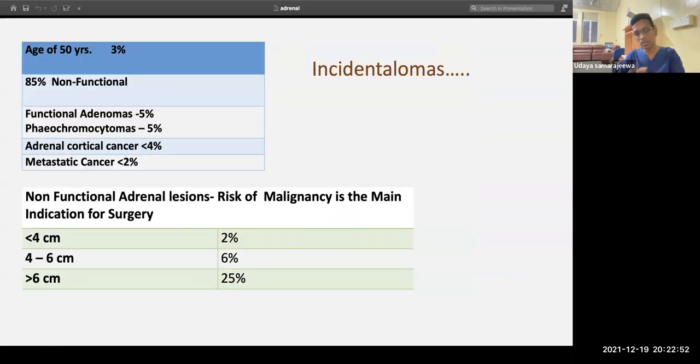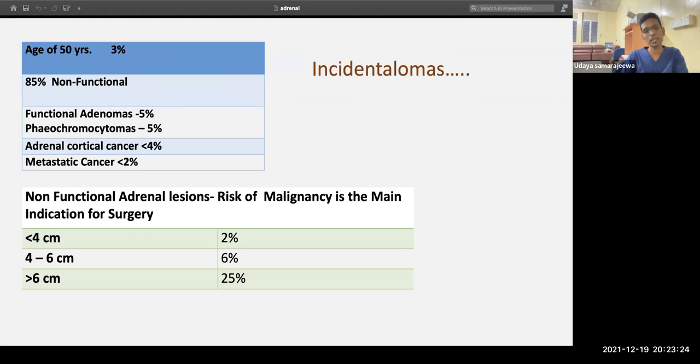A few words about incidentalomas before going into the practical things, because this is something which we need to keep in mind. Nowadays, because we do a lot of imaging for other abdominal symptoms and problems, we can come across incidentally detected adrenal lesions. So you need to know a few concepts about incidentalomas and how to manage them.